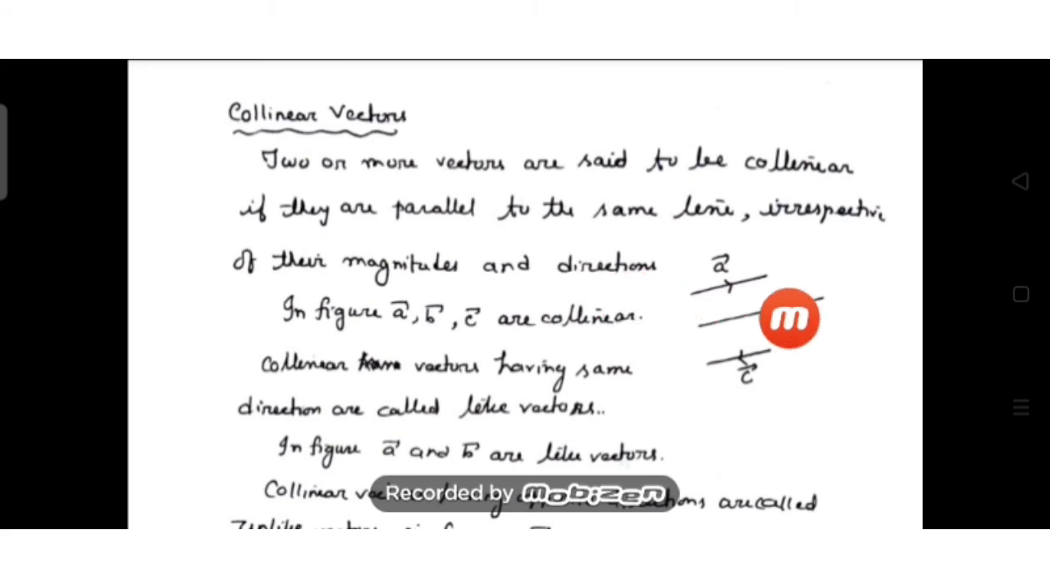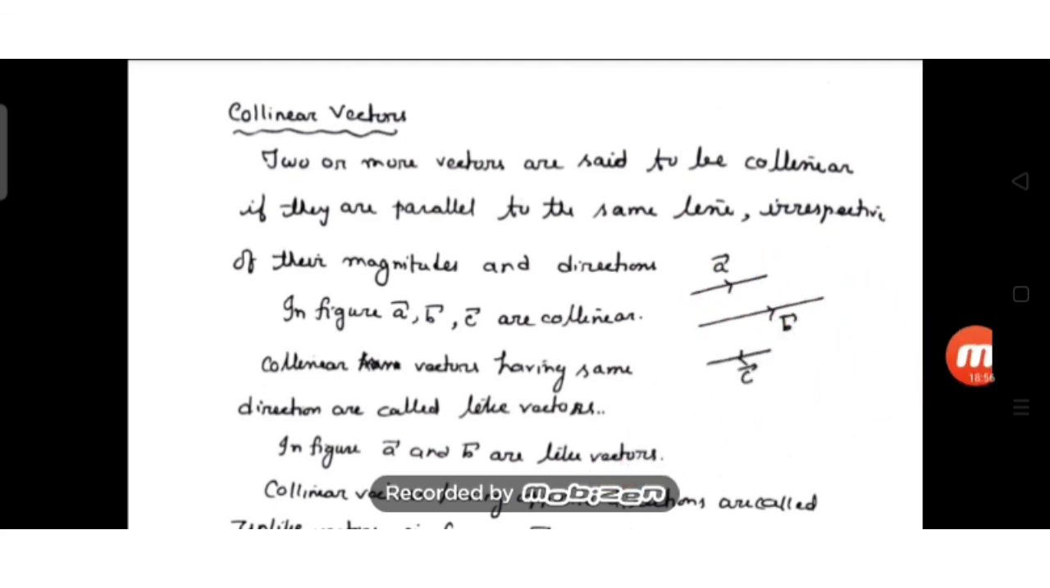If a line is given, and the vectors are parallel to that same line, they are called collinear vectors. For example, here you see A bar, B bar, C bar; these are collinear vectors. The magnitudes are not the same. A bar and B bar have the same direction but different magnitudes, but A bar and C bar have different directions. But all of them are parallel to that particular line.